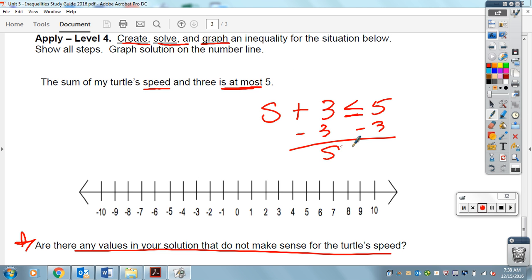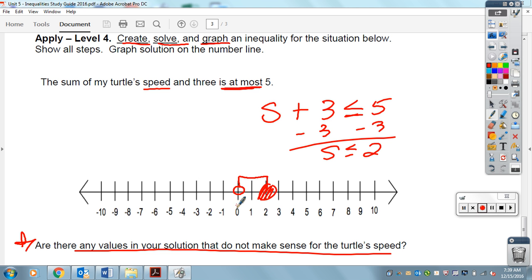Minus 3 minus 3. S is less than or equal to 2. If I go to 2, and then go down, that means the turtle speed could be 2, 1, 0. My turtle speed could be -1. My turtle speed could be -2. It doesn't really make sense. So you can't actually have it go forever. You can go to here, and it can go down to 0.